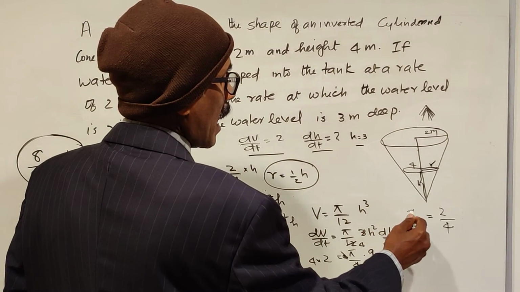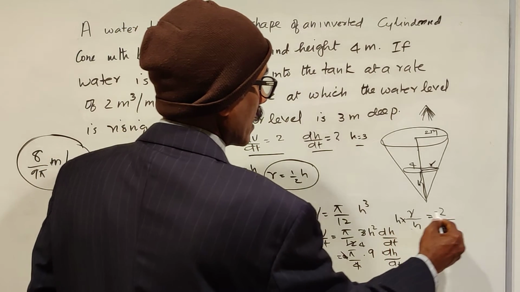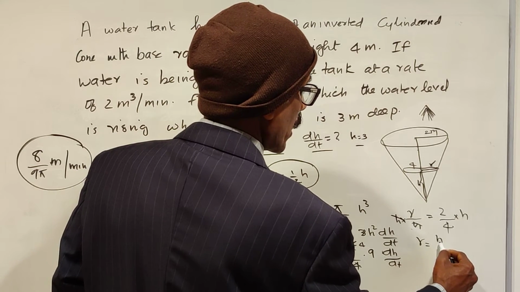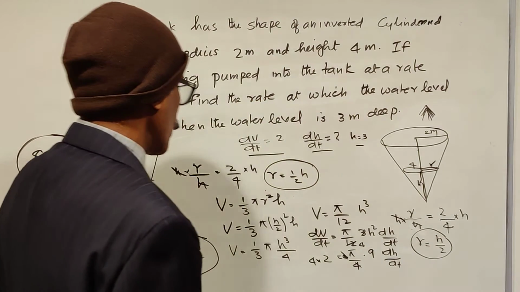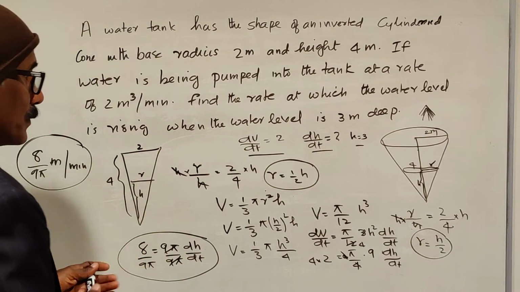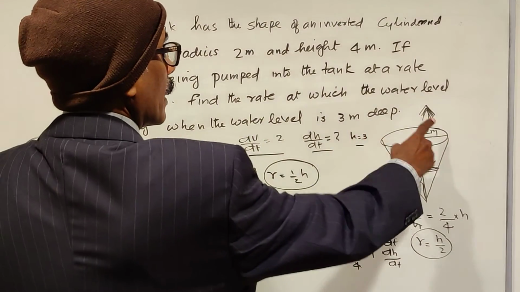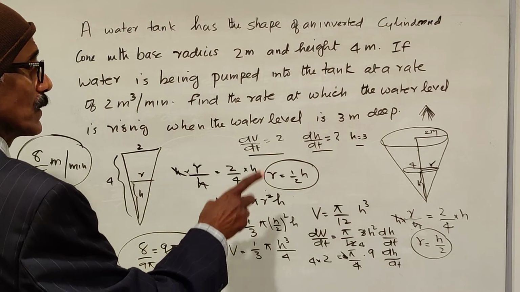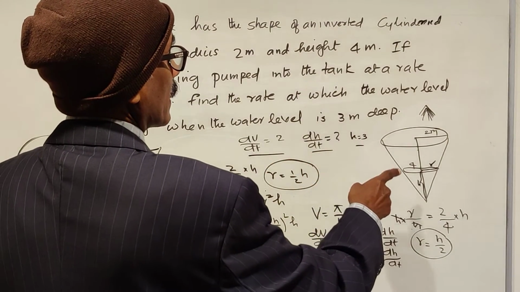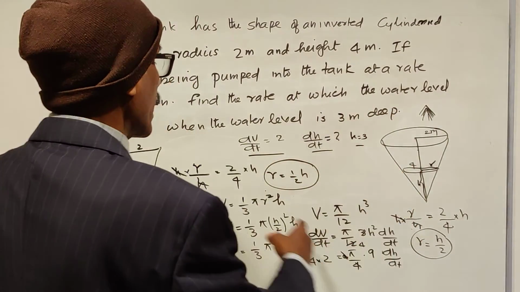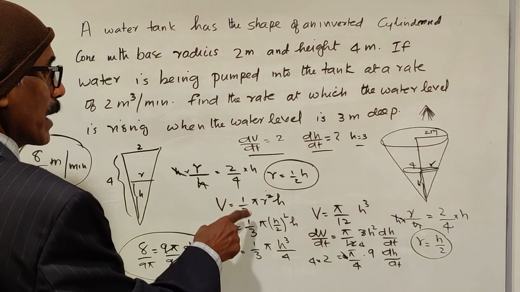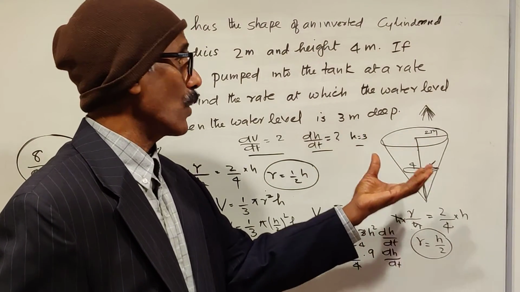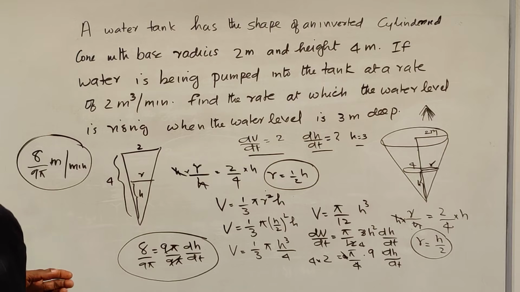See, you can find r from here. Times h on both sides. So h cancels. r is equal to 1 by 2 or h by 2. r is equal to h by 2. See, then, what is the volume? Volume of the cylinder? V is equal to 1 by 3. This is inverted cylindrical, that is, it is the shape of a cone. What is the volume of the cone? 1 by 3 pi r square h. It is not a cylinder, it's actually a cone, okay?